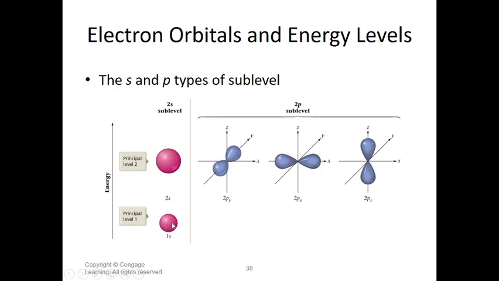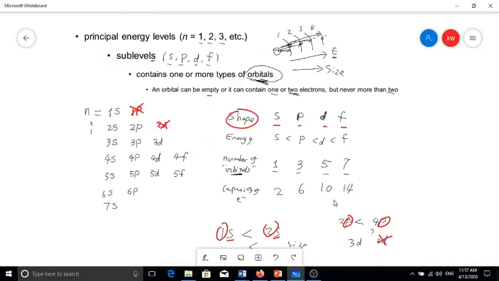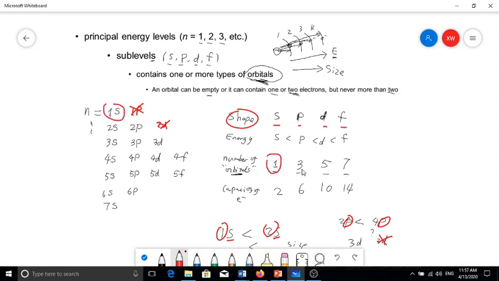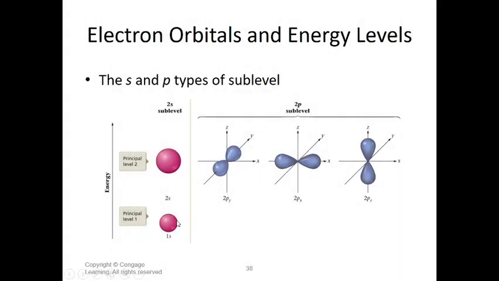Now we've already seen this. Under the first principal level, there's only one sublevel, which is 1s. Don't forget all these basic numbers. There's only 1s, and in 1s there's only one orbital: one sublevel, one orbital. That's how it's being illustrated here. There's only one sublevel, 1s, and there's only one orbital.